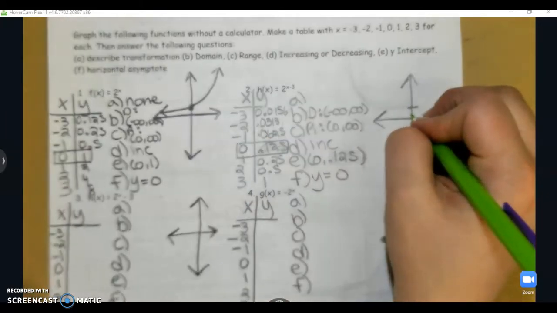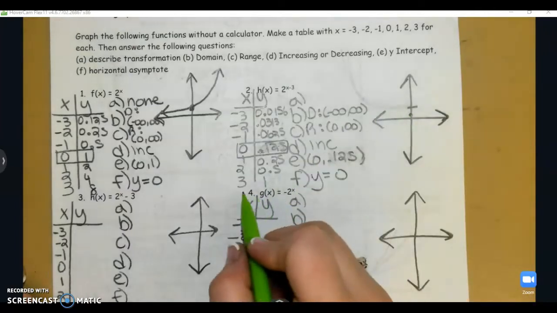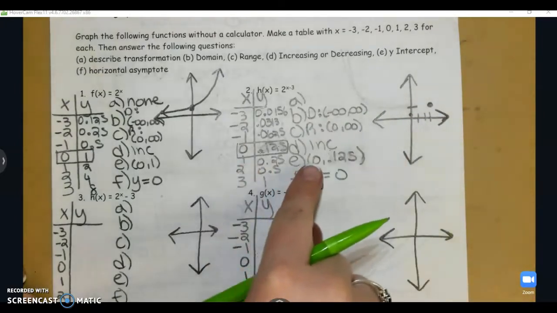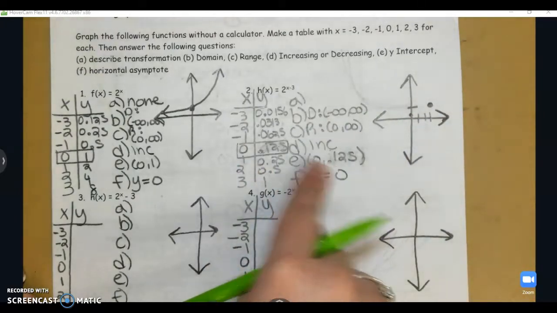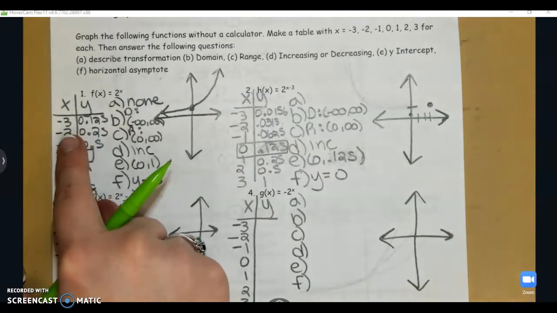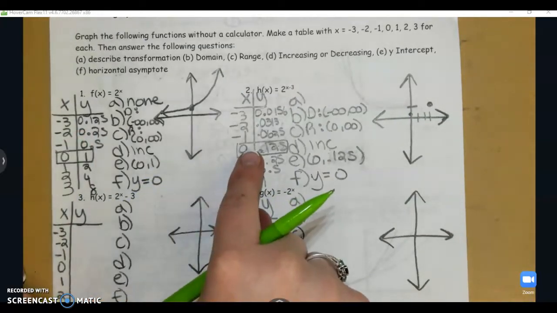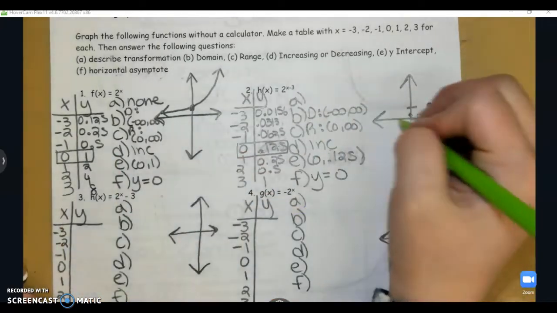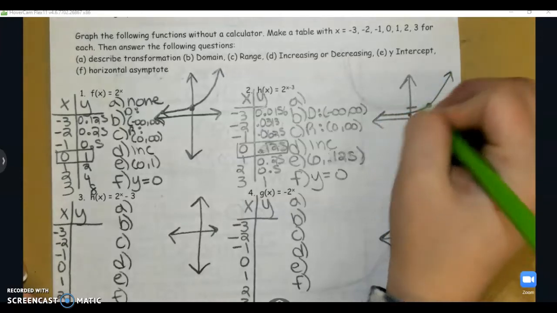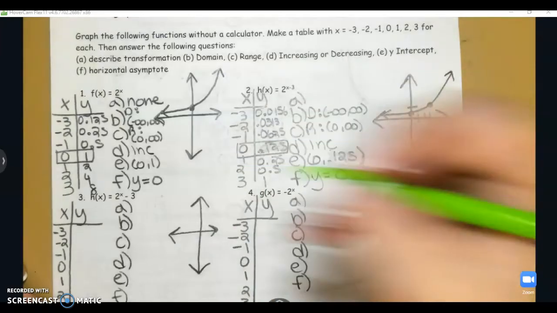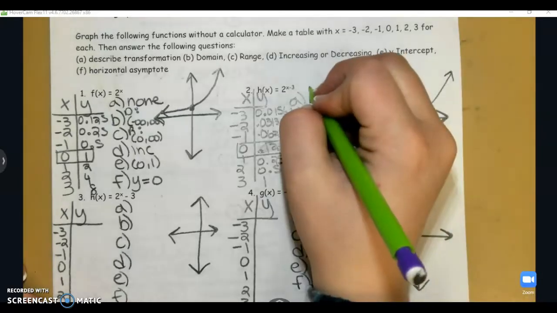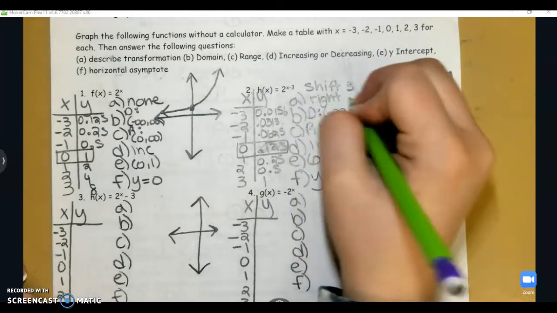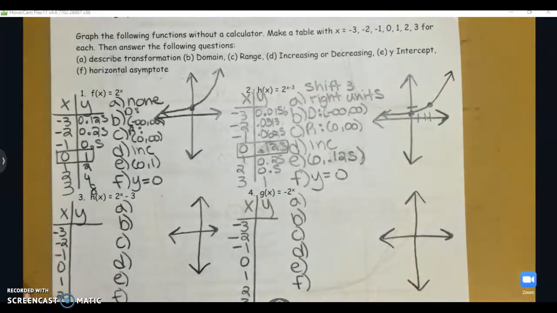Our y-intercept is going to be smaller than 1 this time, and I now have the 0.125. So this point with y value of 0.125 still existed in our parent function at -3, and now it is at 0. And our y value of 1 was initially at 0, and now it's at 3. So what we're seeing here is actually a horizontal shift to the right 3 units. So we are shifting right 3 units. So that is our transformation there.